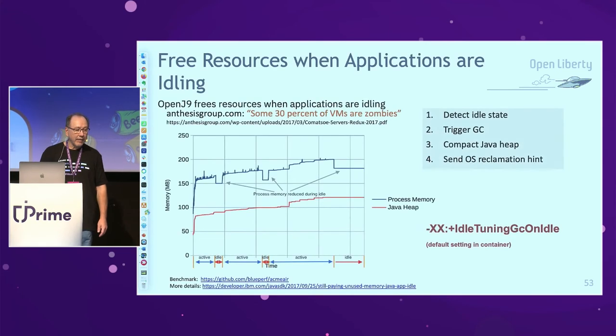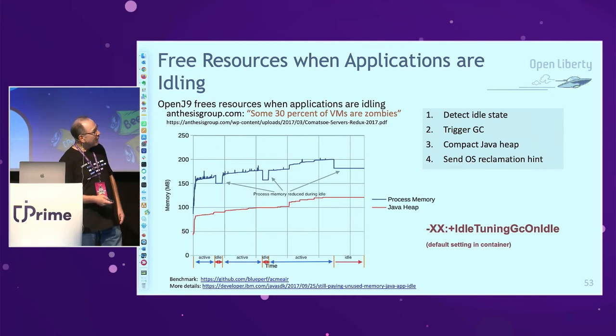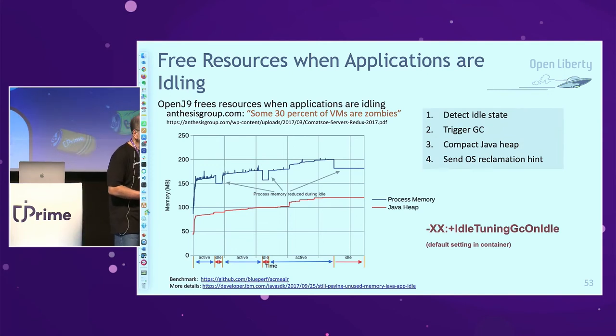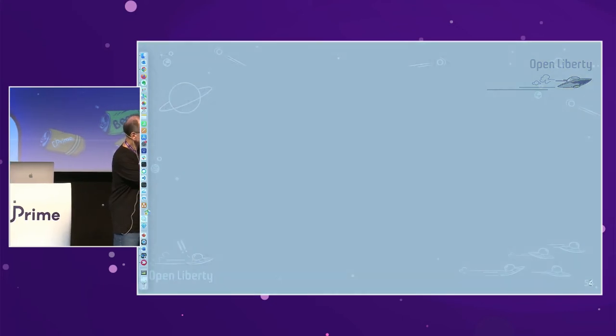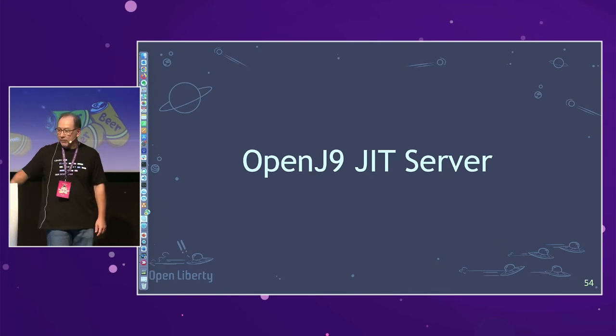Now with idle tuning, it takes it one step further. You'll see it's just a JVM parameter, -XX:+IdleTuningGcOnIdle. So this graph is very hard to read. I was questioning whether I should include it, but the bottom has some idle spans, those little red ones. I can always hit the wrong one. I apologize.